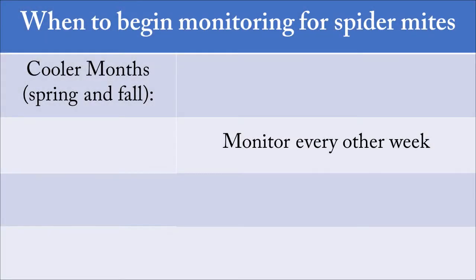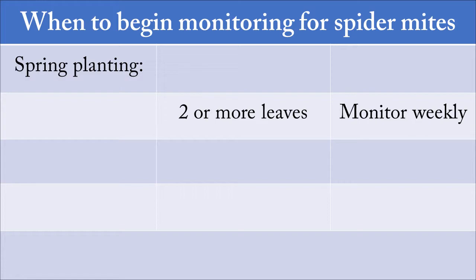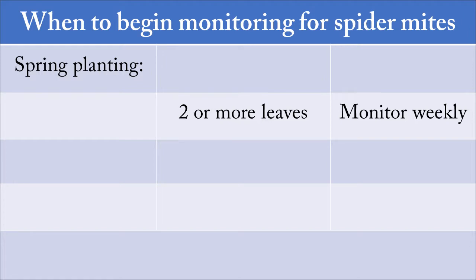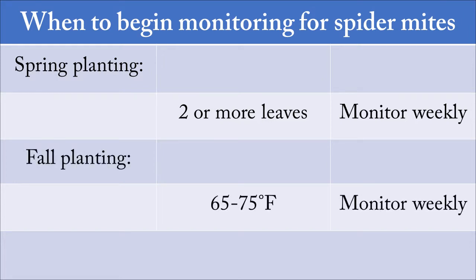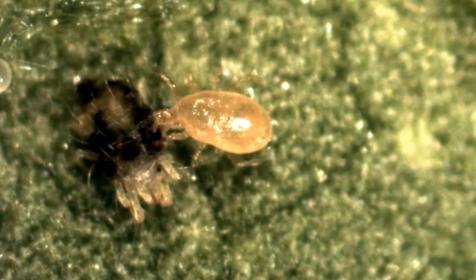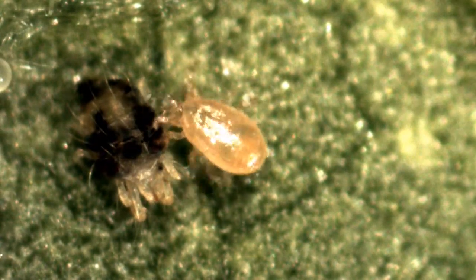It is recommended that mite monitoring occurs every other week during cooler months, as in the spring and fall, and weekly during warmer months when mite populations begin to build. For strawberries planted in the spring, begin monitoring when plants have 2 or more leaves or 6 or more leaflets, then monitor weekly. For strawberries planted in the fall, begin weekly monitoring once daytime temperatures reach 65 to 75 degrees Fahrenheit in the following spring. Monitoring in the spring, when mite populations are still relatively low, is crucial for timing release of biocontrol agents because they need some time to build to high enough densities to control two-spotted spider mite before economic injury levels are reached.